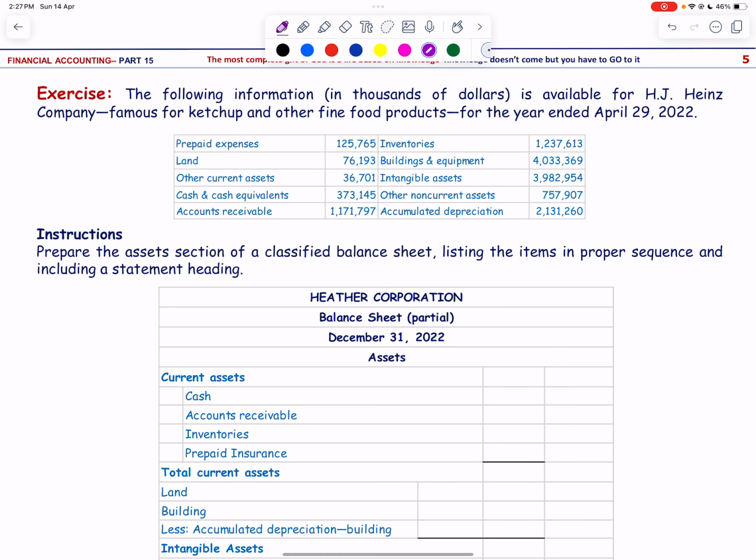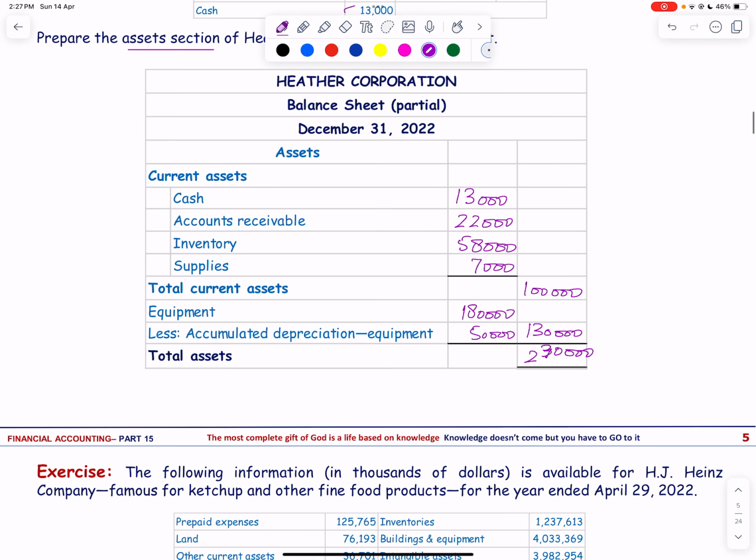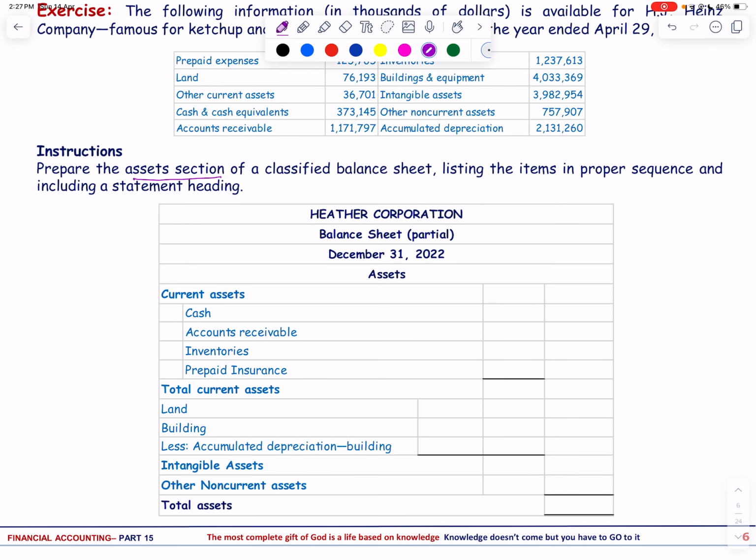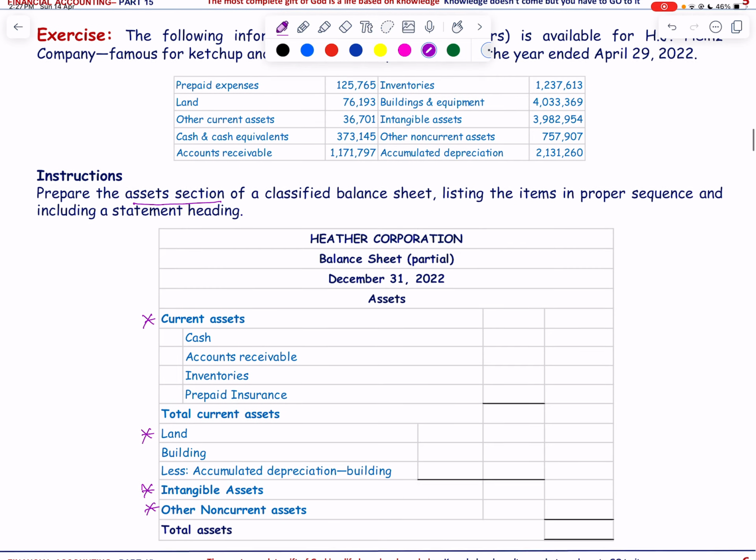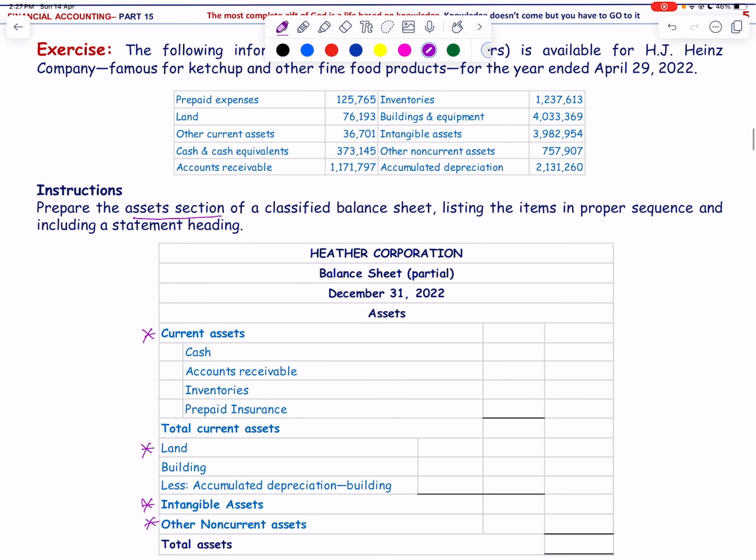The following information in thousands of dollars is available for H.H. Haynes and we have to prepare the asset section of a classified balance sheet. We are slowly progressing and you can see in the previous exercises we had only two groups of assets, but now we are going to have more than two. We have current assets, we have the long-term assets, intangible and other non-current assets as well. So let us start. Before we go further, I would like to hide the other current assets. Okay, so we start again with the liquidity.